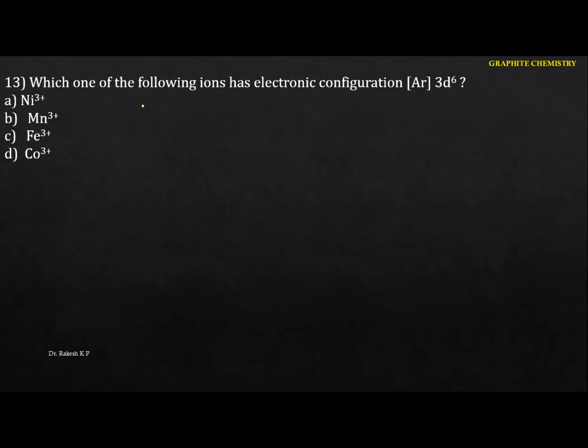So first, nickel. The atomic number is 28. I'm going to write the electronic configurations. For nickel, the atomic number is 28, so the configuration is argon 3d8 4s2. In this case we have to remove 3 electrons. That means the electronic configuration of Ni3+ becomes argon 3d7 4s0.